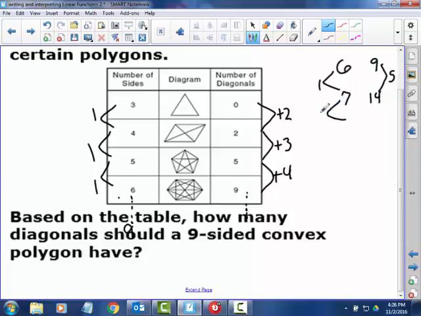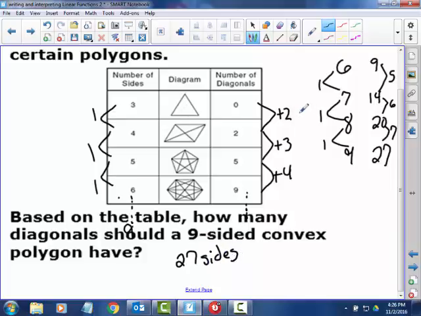And then we increase 1 more, and we're at 8. So we'd increase by 6, which gives us 20. And then if we increase 1 more, we're at 9. And here we would increase by 7, so that would be 27. So a 9-sided convex would have 27 sides. Okay, that was a little bit tougher.